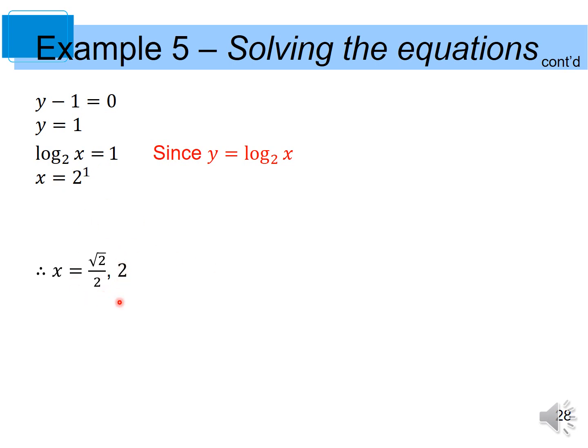So we can conclude our answer. Our x value is equal to radical 2 over 2, and 2. And you can recheck your answer by substituting these two answers back into your original equation to verify whether your answer is correct or not.